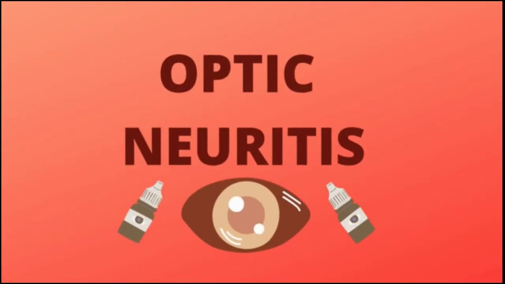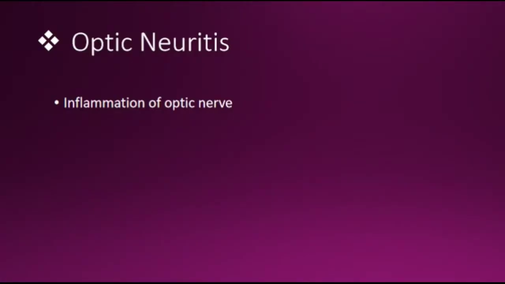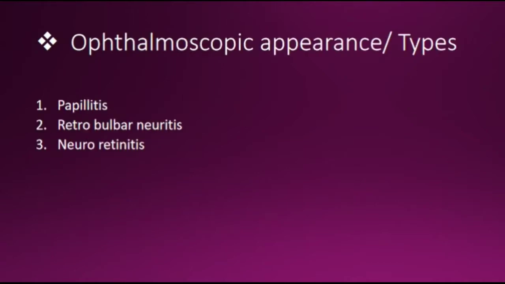Today I am going to discuss a very important topic, optic neuritis. So let's start. The definition is inflammation of the optic nerve. Ophthalmoscopic appearance or types are papillitis, which is inflammation of the optic disc, retrobulbar neuritis, and neuroretinitis. Here, the optic nerve along with the retina is damaged. Together they are called optic neuritis.